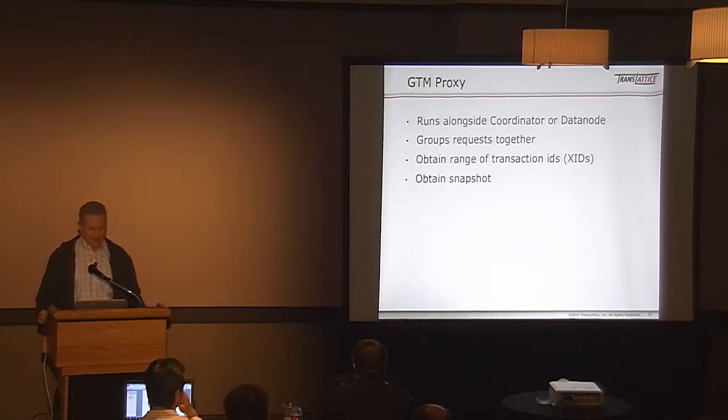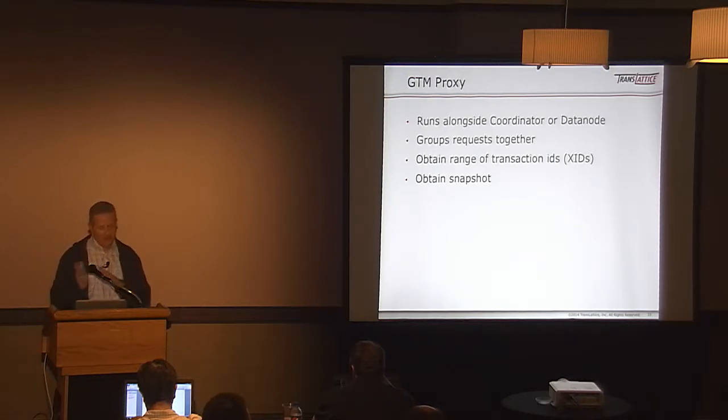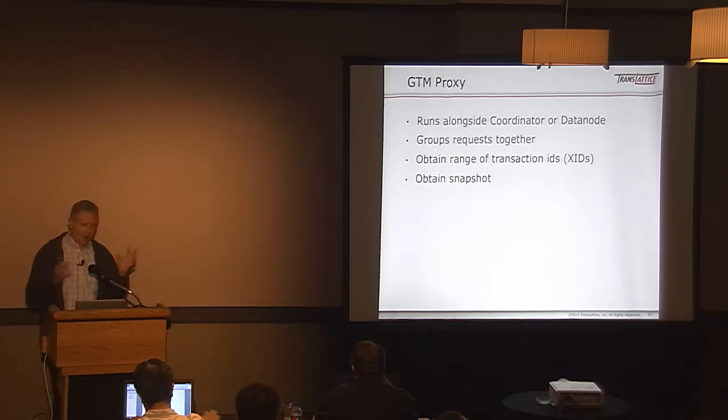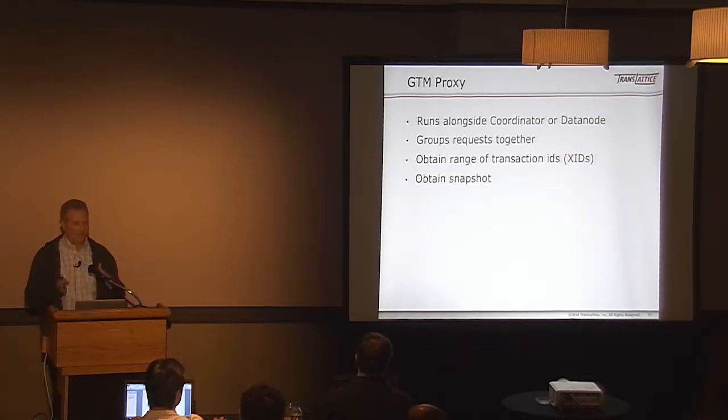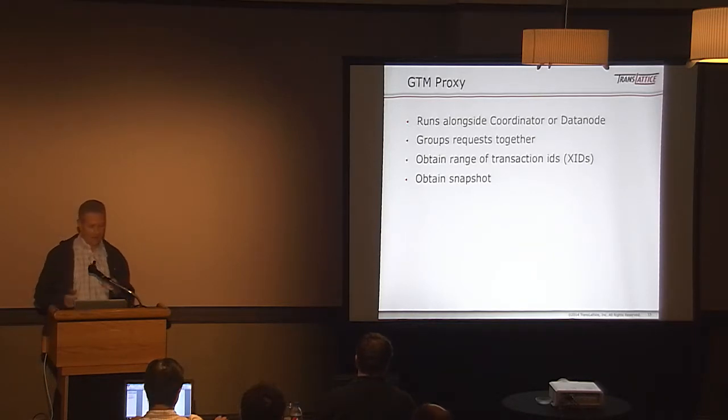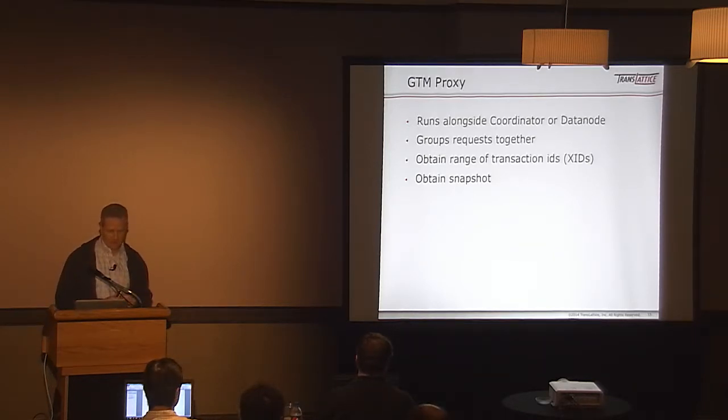And so we created this thing called the GTM Proxy. It's a process that runs alongside a coordinator in particular. So say 10 sessions simultaneously say begin, or actually that would happen at a later time. But anyway, say they need a new transaction ID, 10 at the same time. The proxy collects those as one request, sends one request to GTM, which will then return a range of 10. And that's kind of demuxed back from GTM Proxy to those clients that requested it.